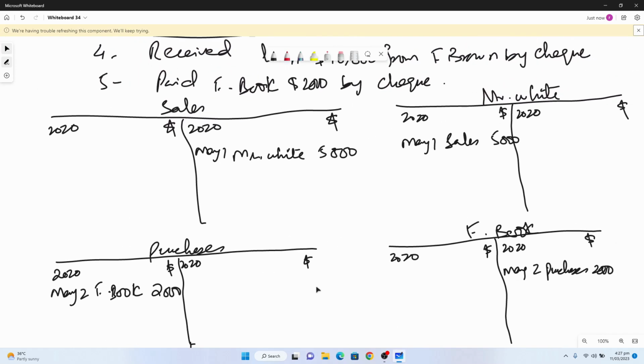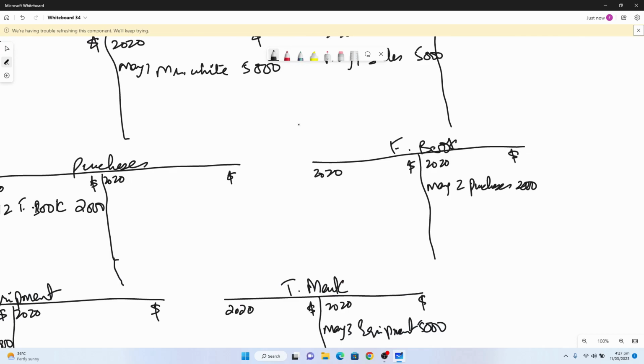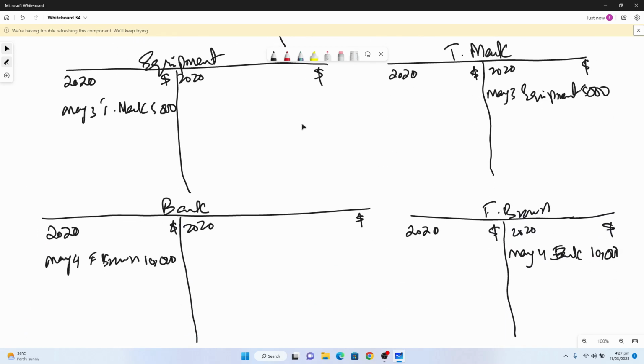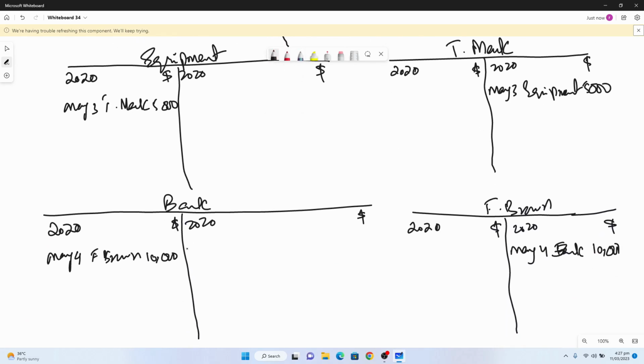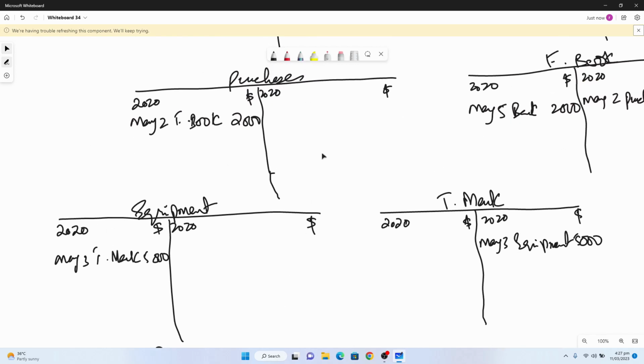Okay. So F group T account will be debited on May 5th with the name of bank, because bank will be credited in that case. So 2000 on the debit side, and bank will be credited in this May 5th with the name of F book will be 2000. Okay. So let's move forward for the balancing part.